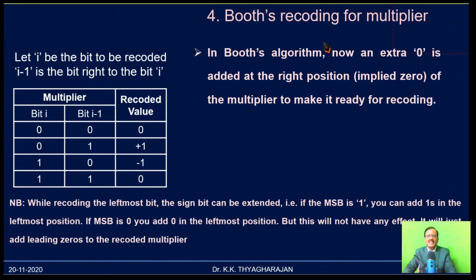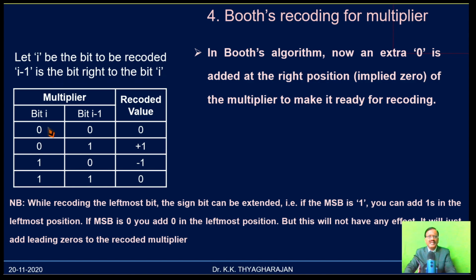Now let us see how to recode the multiplier. In Booth's algorithm, before starting to recode, add an extra 0 at the right position of the multiplier. This is called as implied 0. After that, each bit in the multiplier is decoded using this table. Let I be the bit to be recoded and I minus 1 is the bit right to the bit I.